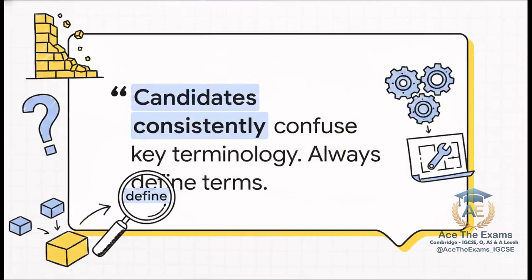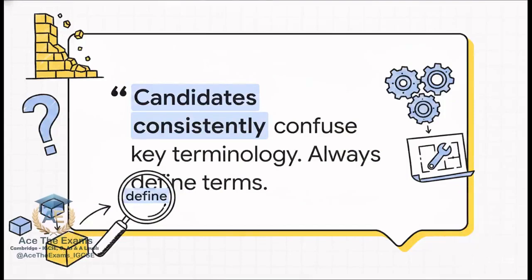And honestly, you don't just have to take my word for it. This brilliantly illustrates exactly what the principal examiner reports warn us about year after year. They specifically state, candidates consistently confuse key terminology, always define terms before using them in extended responses. Look, if you do not define your terminology right out of the gate, your entire analytical foundation simply crumbles. You literally cannot build a high-scoring multi-mark argument if the examiner isn't absolutely convinced that you understand the basic building blocks of your own answer.